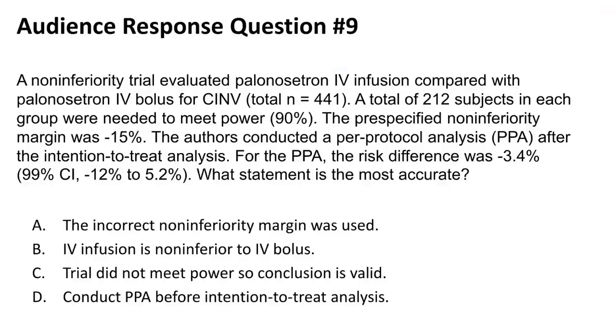Let's have a practice question for non-inferiority. A non-inferiority trial evaluated palonosetron IV infusion compared with palonosetron IV bolus for CINV. A total of 212 subjects in each group were needed to meet power of 90%. The pre-specified non-inferiority margin was minus 15%. The authors conducted a per-protocol analysis after the intention to treat analysis. For the per-protocol analysis, the risk difference was minus 3.4% with a 99% confidence interval of minus 12% to 5.2%. What statement is most accurate?